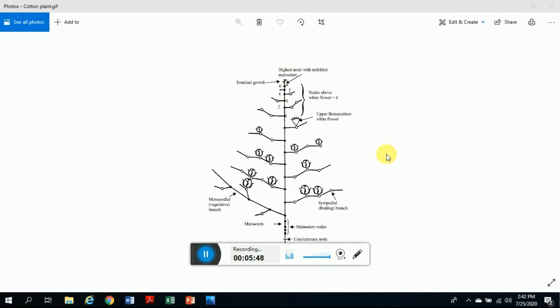This is the method we can use to calculate the age. Now I have briefly pointed out why we multiply the number of nodes with 2.5 and why we add 7 to the factor that we obtained. Thank you very much.